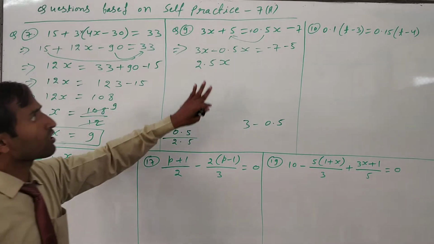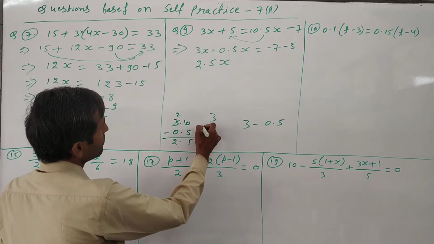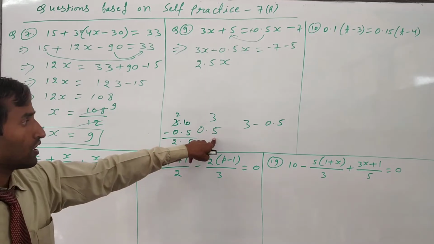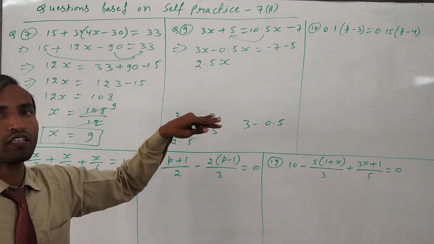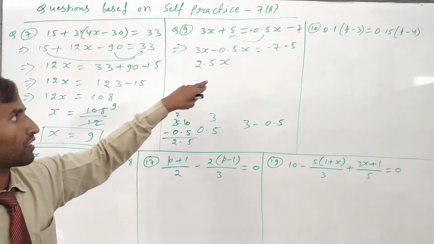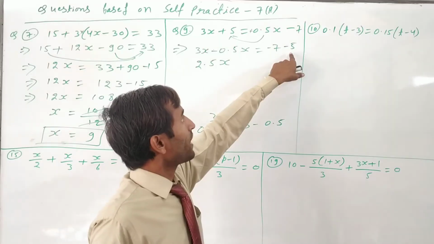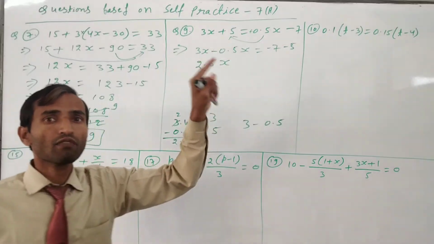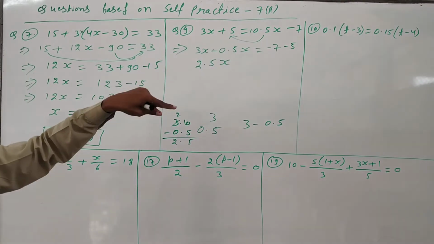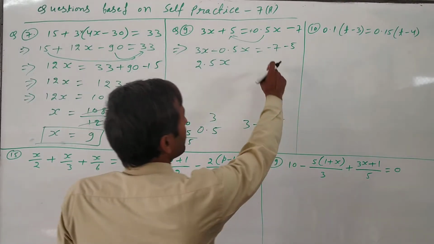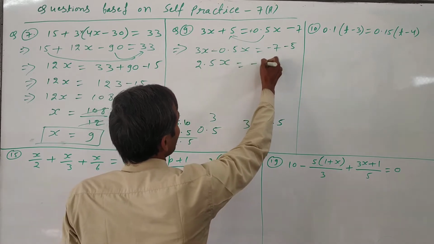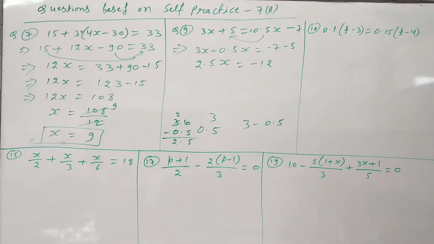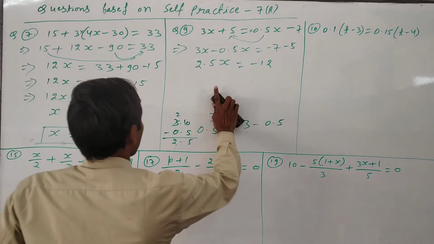Sometimes students do it wrong. They subtract like this, and then the answer comes out wrong, because one is an integer and the other is a decimal. So first you have to convert to like decimals, then subtract. Now minus 7 and minus 5: both are negative integers, so they are added and the answer comes in minus only. So minus 7 minus 5 is minus 12. Just write down here minus 12.